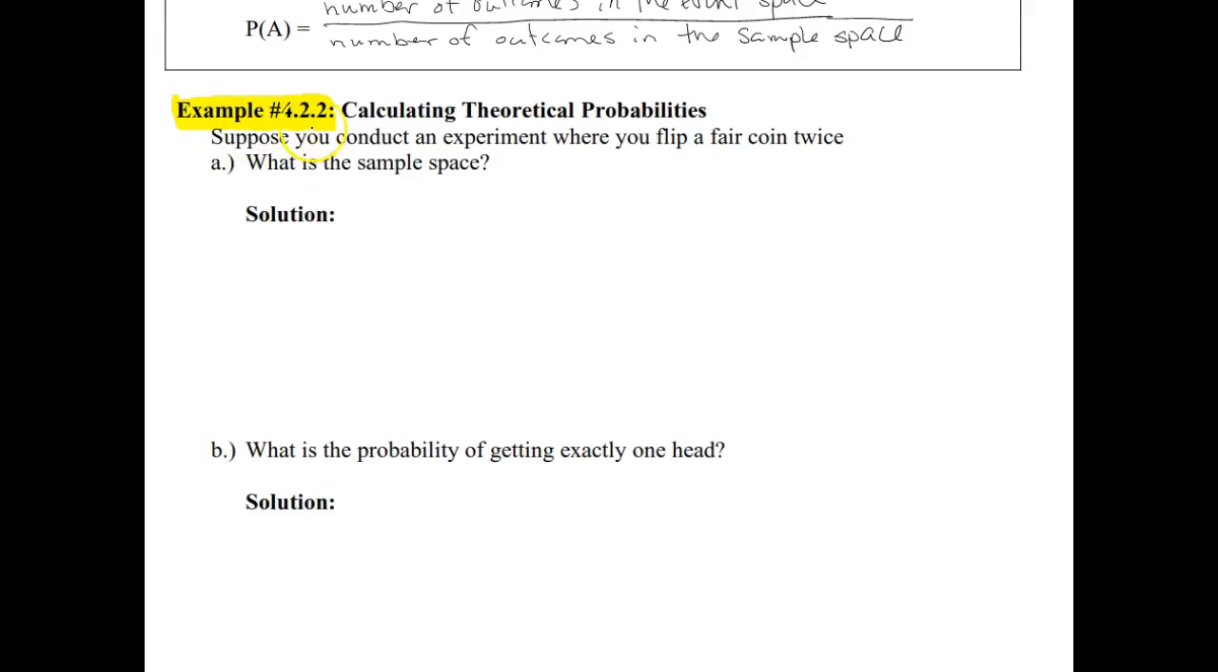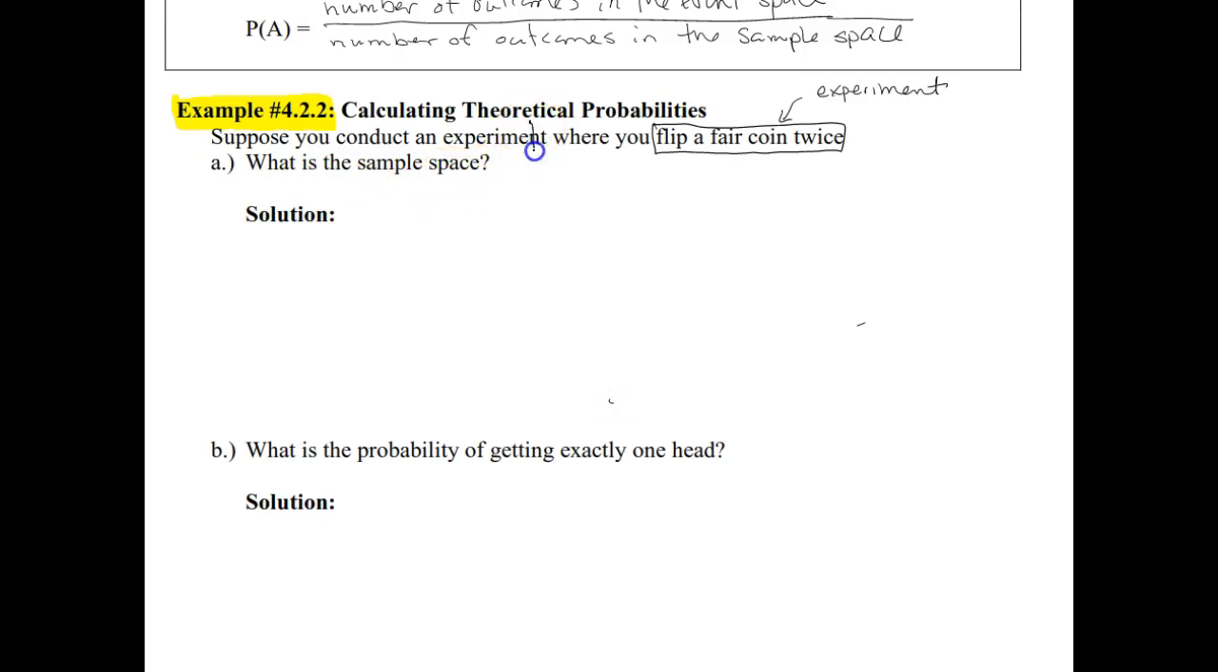So example 4.2.2, calculating theoretical probabilities. Suppose you conduct an experiment where you flip a fair coin twice. So this is our experiment. And part A says we want to list a sample space.